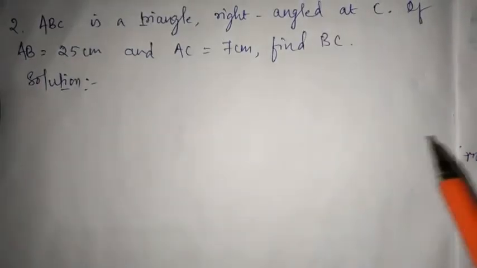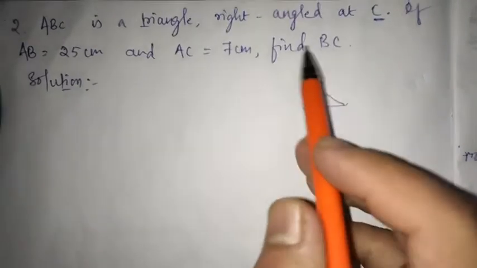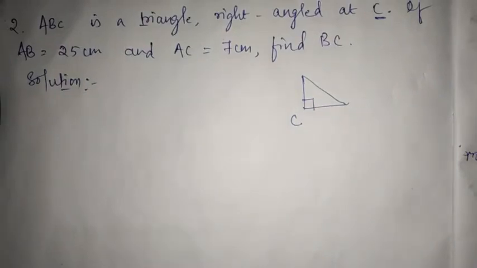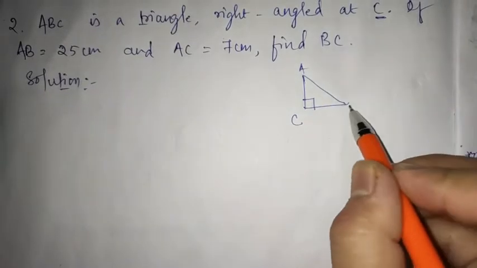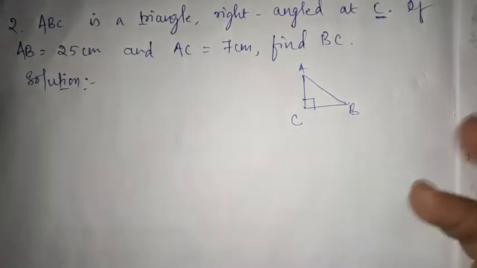So at C they have given the hint. At C it is a right angle. So this is your C. That makes 90 degrees. At C, so A, B, wherever you want to put. Instead of this B, you can put A here, no problem.